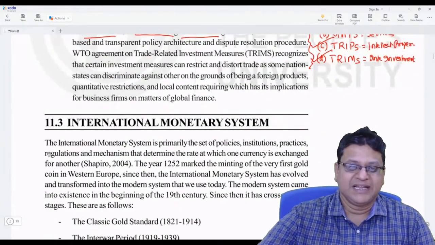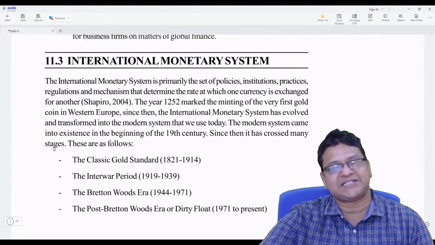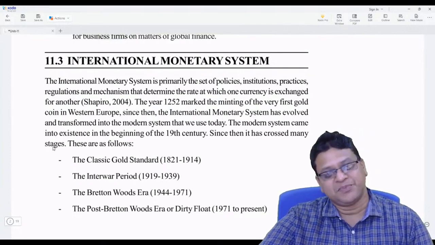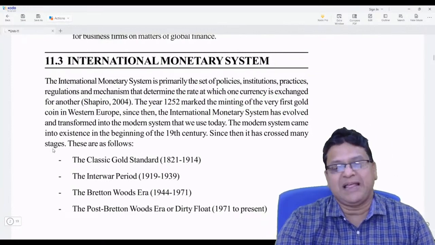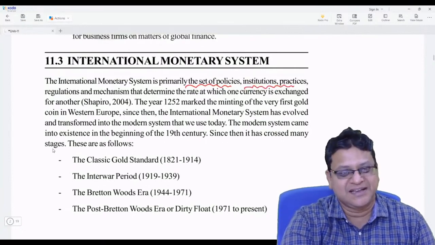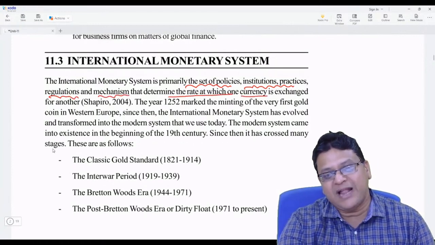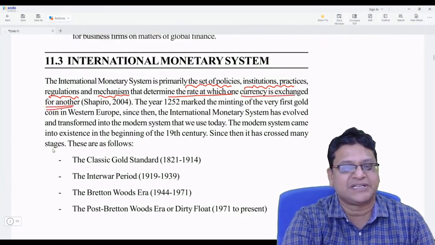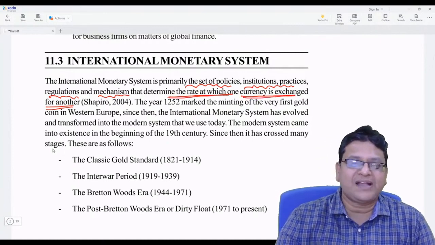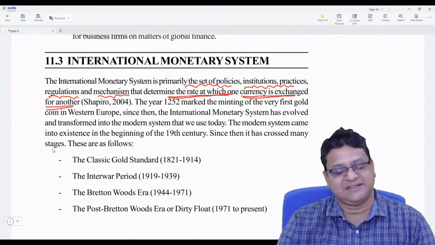Next, we will discuss regarding international monetary system. First, we will discuss what is international monetary system. Then, what are the developments made under international monetary system? International monetary system is primarily a set of policies, institutions, practices, regulations, and mechanisms that determine the rate at which one currency is exchanged for another currency. So it's regarding deciding at what rate one country's currency will be exchanged for another country's currency.